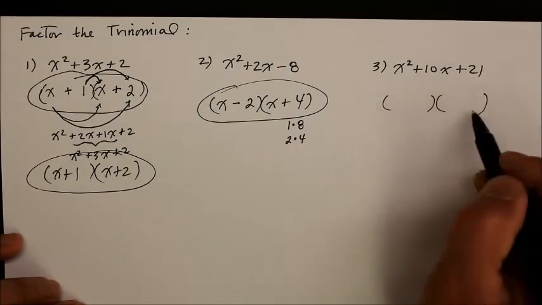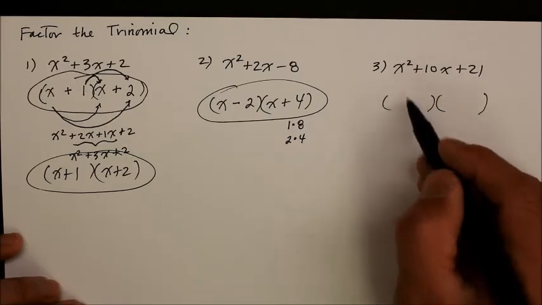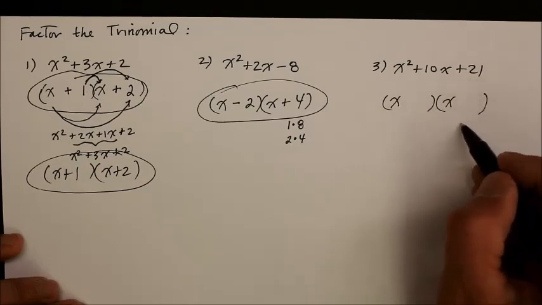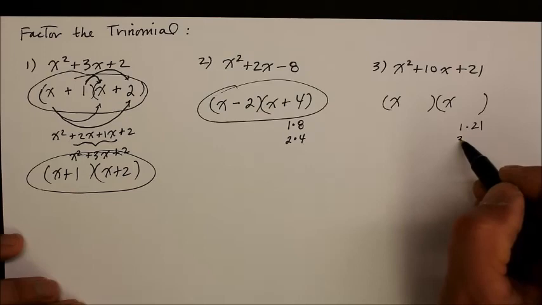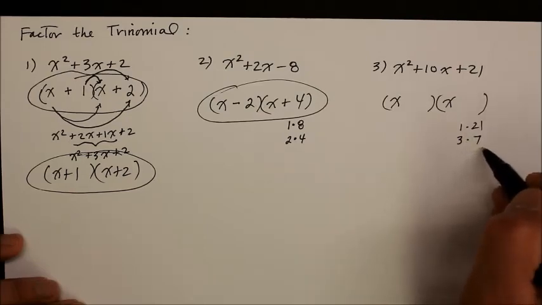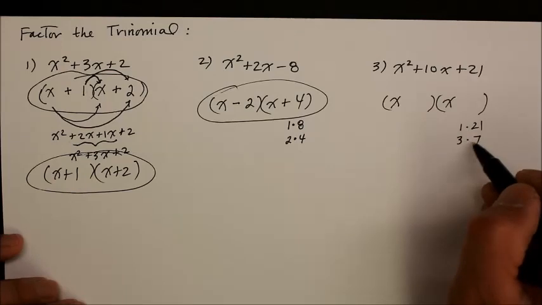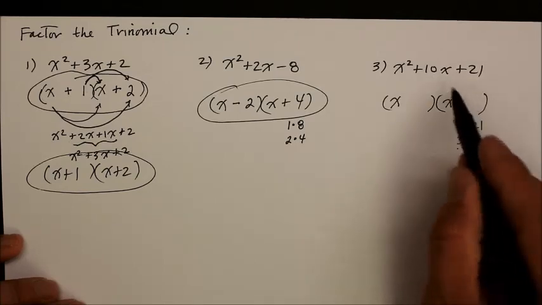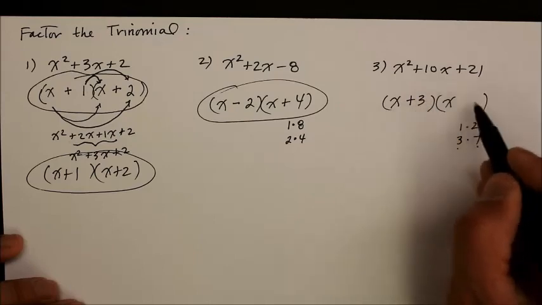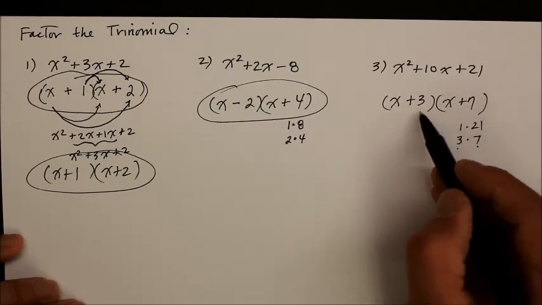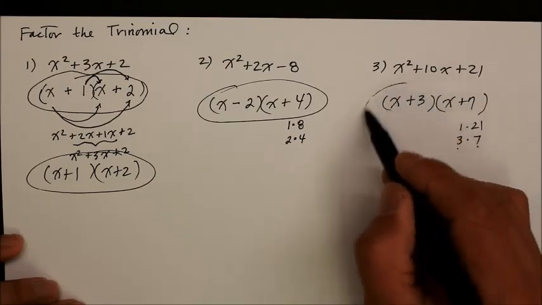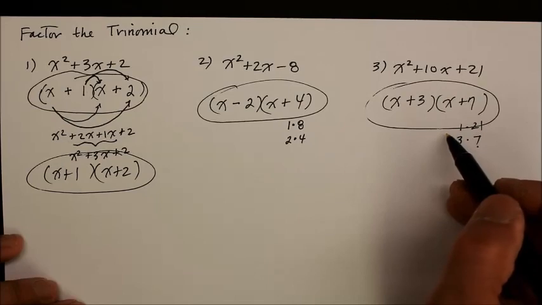Here we go again. Two parentheses. What times what is x squared? You said x and x. What times what is 21? You listed 1 and 21, and 3 and 7. And I think that's it. And the question is, which one of those pairs, if you were to combine them, add or subtract, would give you a 10? Then you said, well, 3 and 7, if you add them, become 10, and they both have to be plus. Because 3 times 7 is 21, and 3 and 7 added together become 10, and that is the correct factorization. There it is.